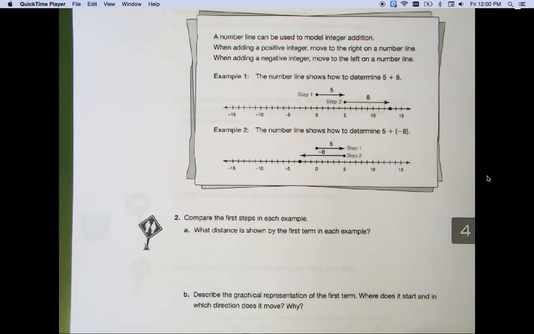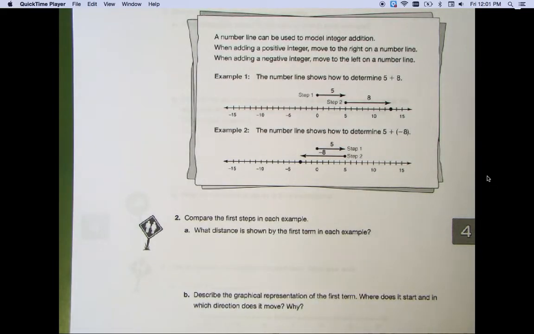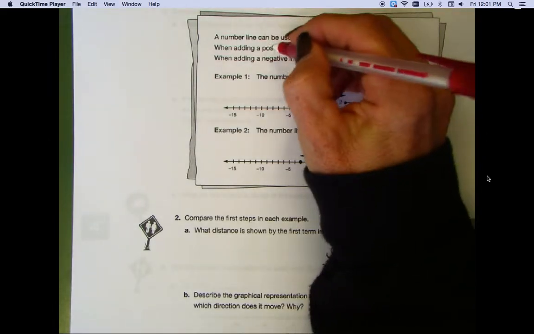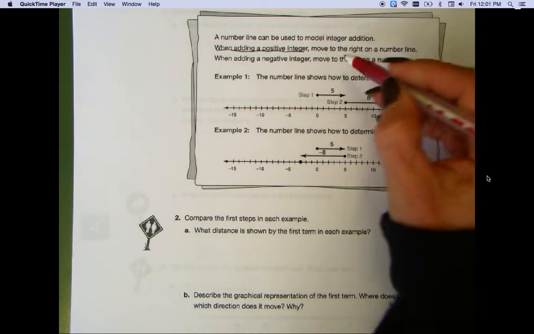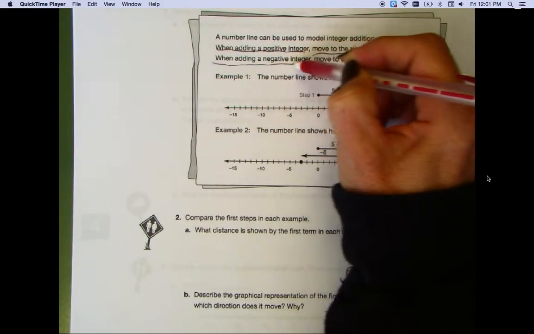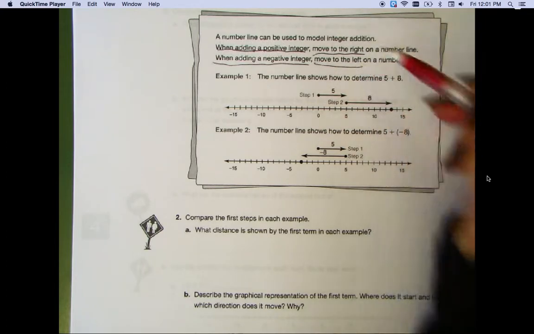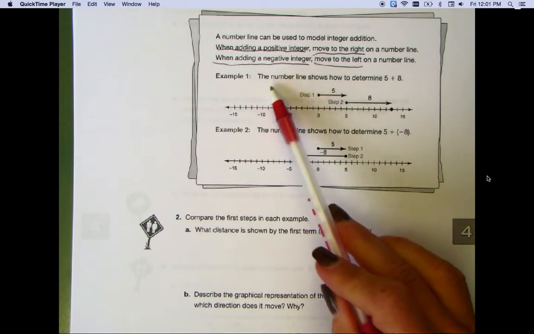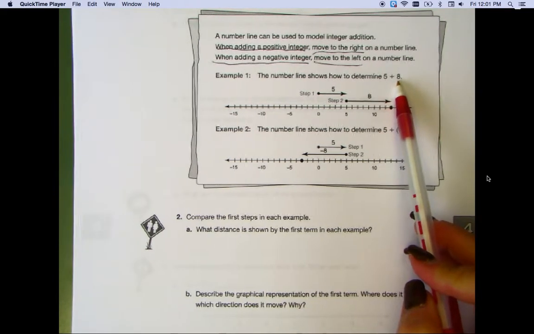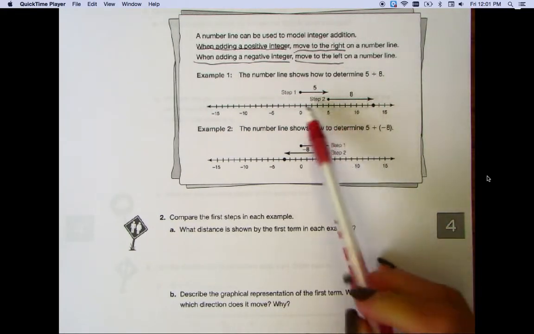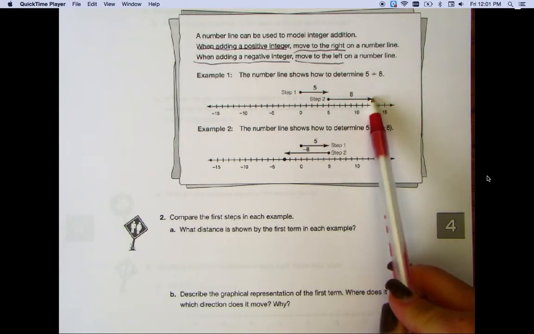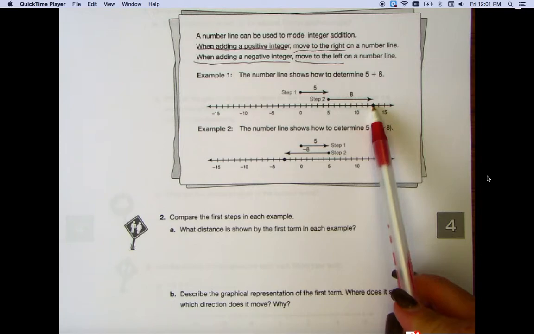So a number line is a very useful model when we're talking about adding integers. When adding a positive integer, we move to the right on a number line. When we're adding a negative integer, we move to the left. So for example, the number line shows how to determine 5 plus 8. So you did this back when you were in elementary school, learning how to add. We started at 0, we went over to 5. From 5, we added 8 more to end at 13.